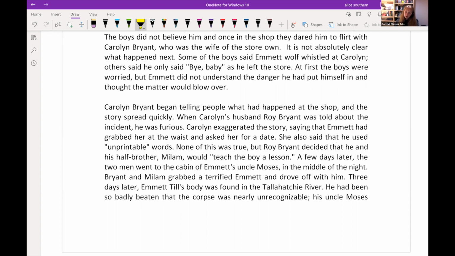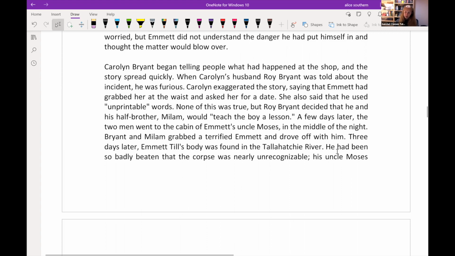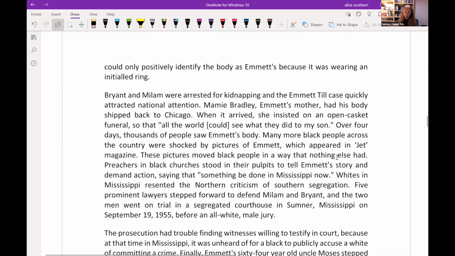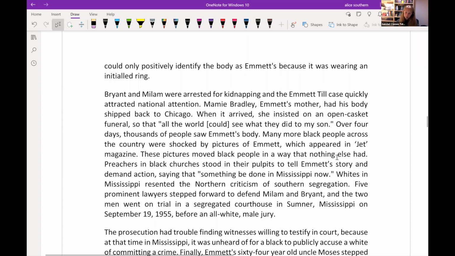She also said that he used unprintable words. None of it was true, but Roy Bryant decided that he and his half-brother would teach the boy a lesson. And a few days later, they grabbed him and drove off with him. Three days later, his body was found in the river and his corpse was nearly unrecognizable. He did have an initialed ring, and that's how they knew it was him. So they were arrested for kidnapping, and it did get national attention.